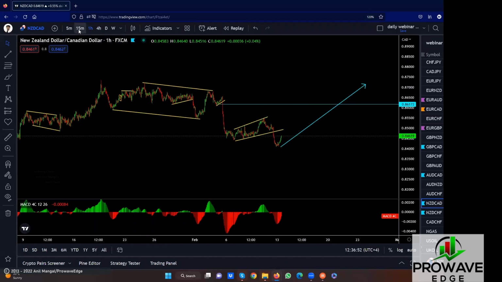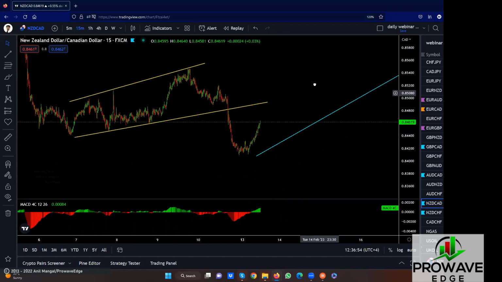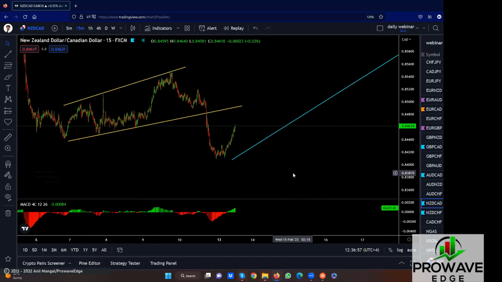Even in the 15, we don't have a flag. Yep, we don't have a flag anywhere. So no trade until you get a flag. Just wait.